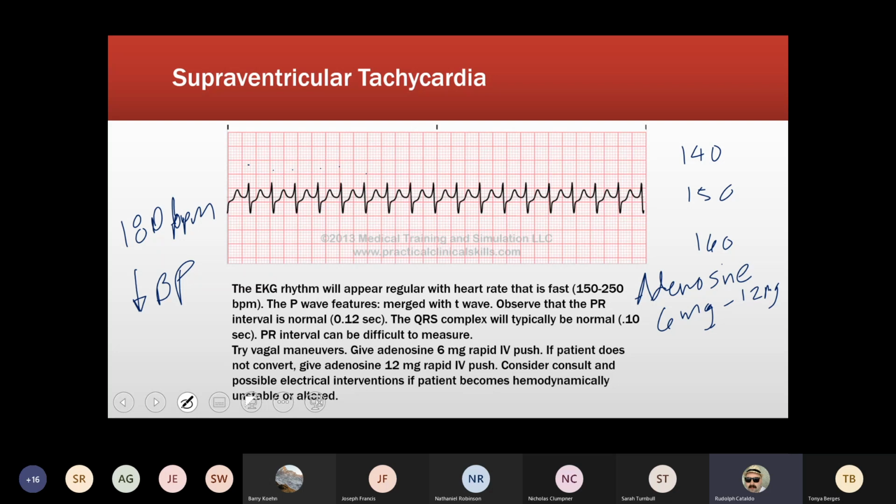And when I say rapid push, the couple times I've given adenosine, honestly, I use a 3-way stopcock. I put the adenosine on one of those valves. I put a flush on the other one. I slam adenosine, slam the flush right afterwards. Just, again, it's a very quick drug.